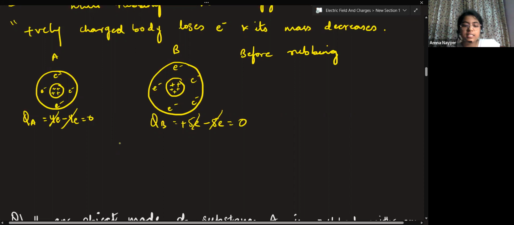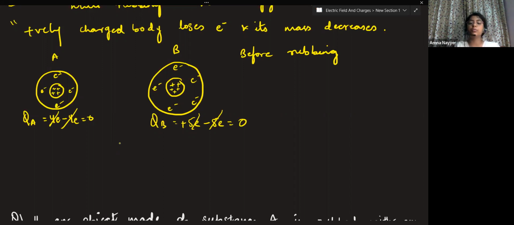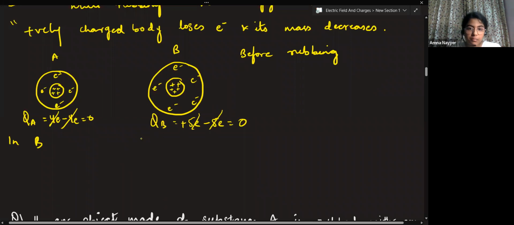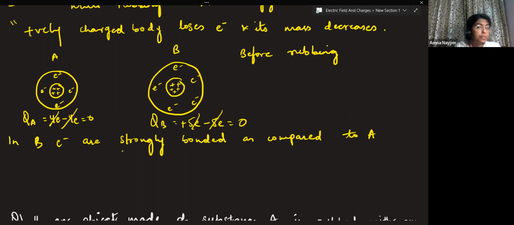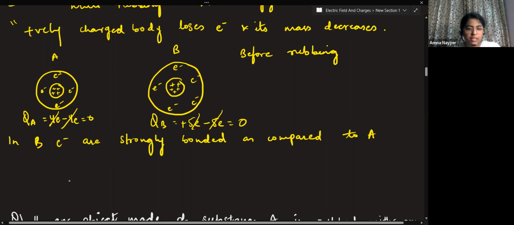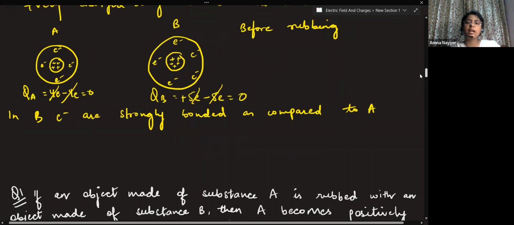Now see, in B, this is the condition I'm giving you right now: in this part, the electrons are strongly bonded as compared to A. This is just a random example I've taken. Some electrons are there in B, some electrons are there in A, but the electrons present in B are strongly bonded to the nucleus. This is the condition before rubbing. Now see what will happen after rubbing.